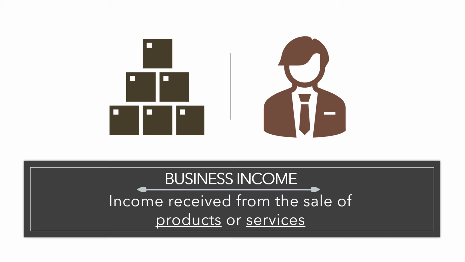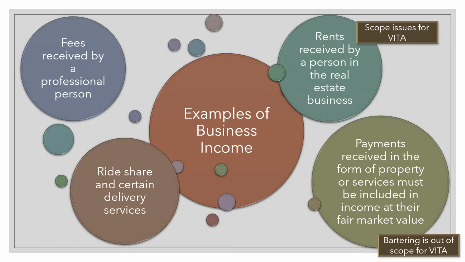At the outset, let's define what business income is. Business income can be income received from the sale of products or services. Thinking of selling products is probably pretty straightforward in recognizing that as business income. Services, on the other hand, might be a little more tricky. We might run into more questions of whether somebody is an employee or whether they are a self-employed individual. We'll look a little bit more at that in one of our next slides.